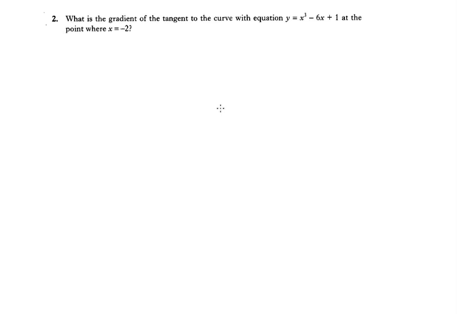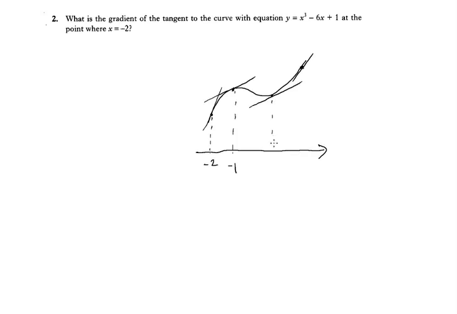Now you're aware that when you have curves, the gradient at a particular point on that curve will be the gradient of the tangent at that point. So it depends where you are on a curve what the gradient is. If that's the x-axis, if you're there at -2, there at -1 for instance, that might be 1 and that might be 3. But depending on what the x value is, you will get a different value for the gradient.